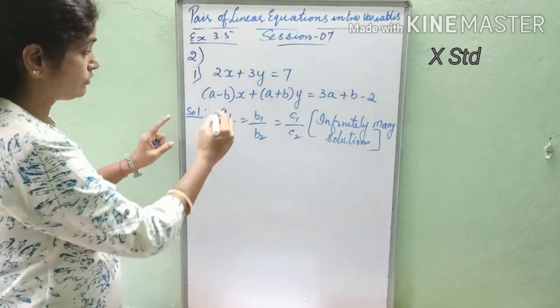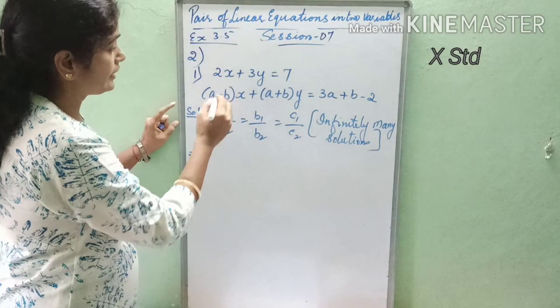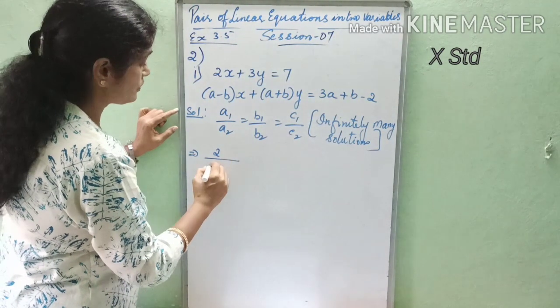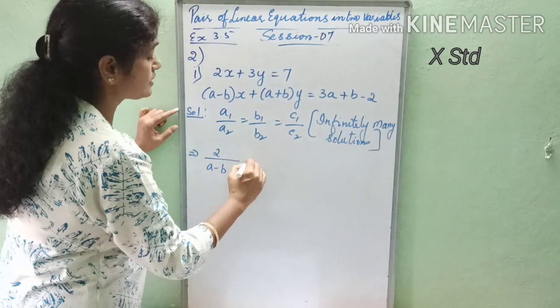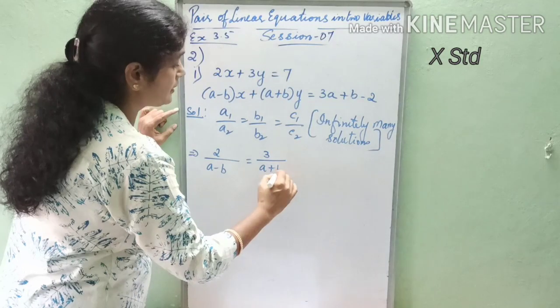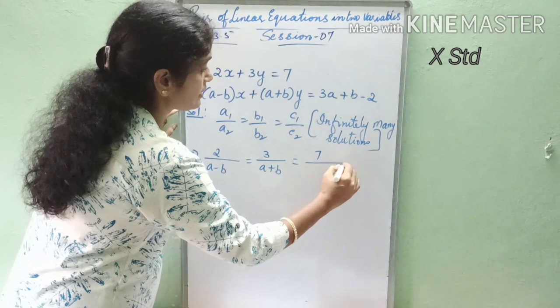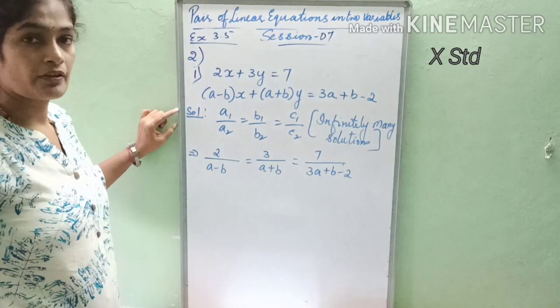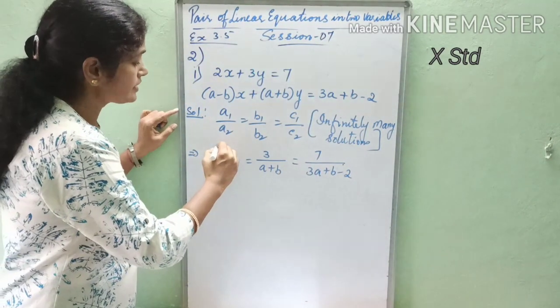Fine. Now we will simply put these values here. a1 by a2. What is a1? a1 is 2. 2 by a2, a2 is a minus b. This is equal to b1, b1 is 3, then b2 is a plus b, equal to c1, 7 by 3a plus b minus 2. Fine. Now let's take these two.